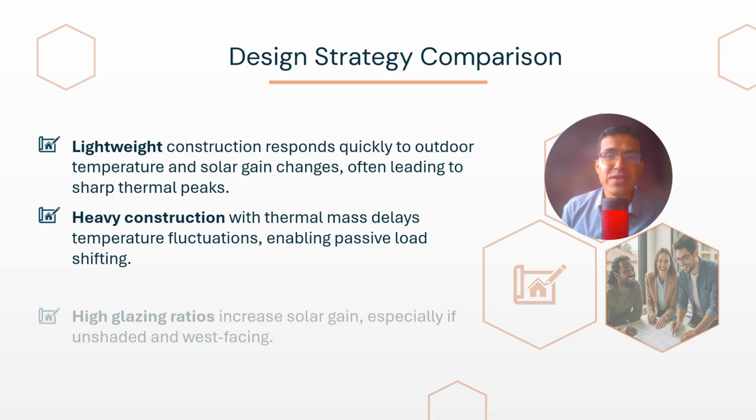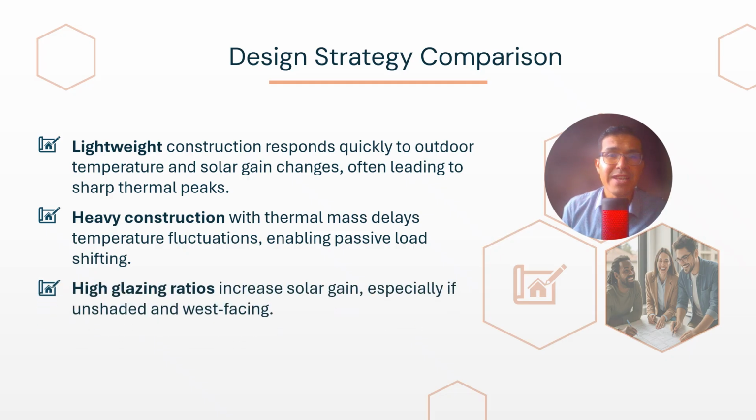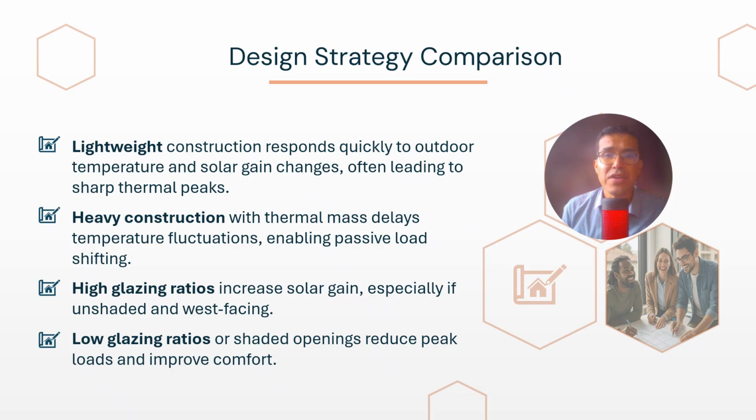When glazing ratios are high and unshaded, especially on solar exposed facades, solar gains significantly increase. Conversely, low glazing ratios or well-shaded windows reduce these gains, improving comfort and lowering cooling loads. By comparing these features, mass, glazing, orientation, and shading, we can understand how design influences both the timing and magnitude of thermal loads. These insights support better HVAC sizing and more effective passive design strategies.